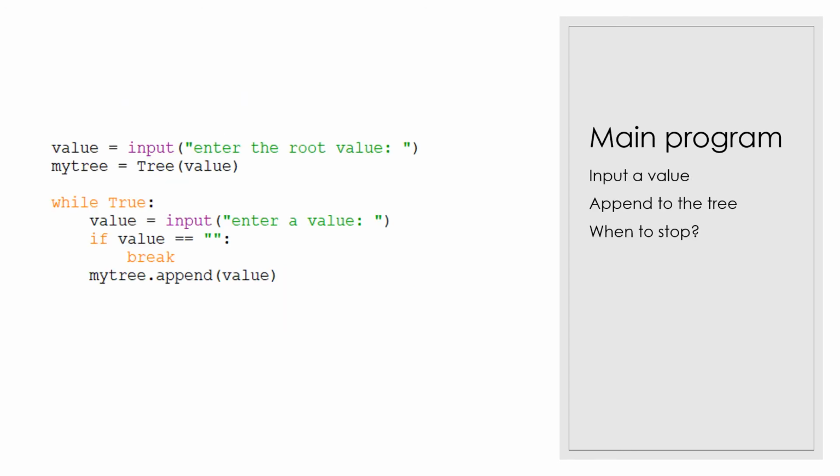And the main program is almost identical to the previous program that we wrote. The user inputs a value and appends to the tree. There is no free pointer, so the code's a little bit less fiddly. And what stops this loop? There is no upper limit in terms of size because we're not using a fixed array. But if the user wants to stop, if they just press enter instead of a value, then that will break the loop.